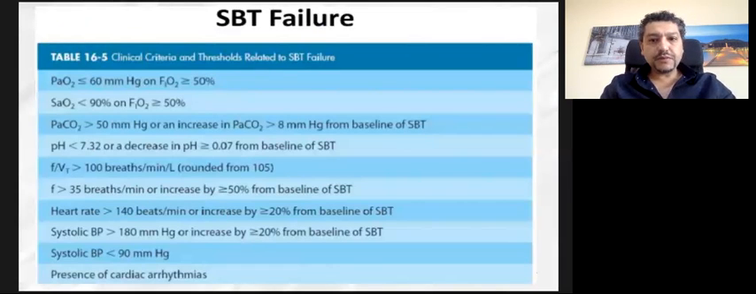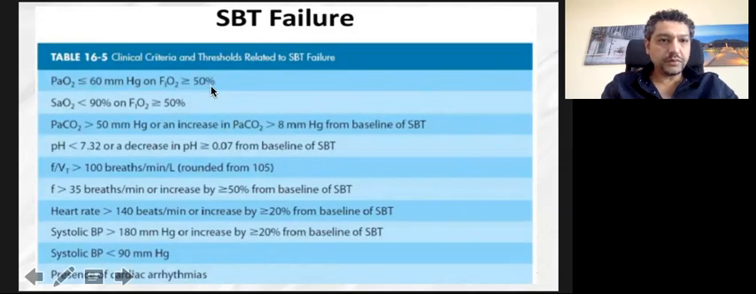So all the previous causes can be reasons for failure of weaning. And these are possible clinical criteria related specifically to spontaneous breathing trial failure, like when the PO2 is less than 60 millimeters of mercury, or FiO2 is more than 50% during the SBT.